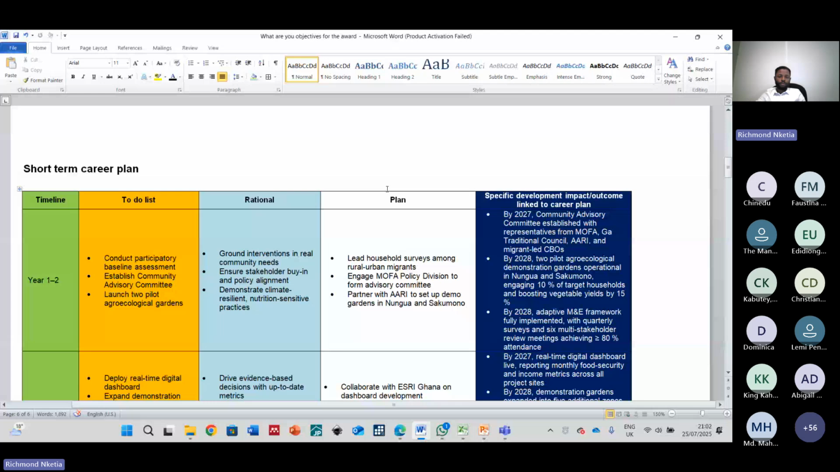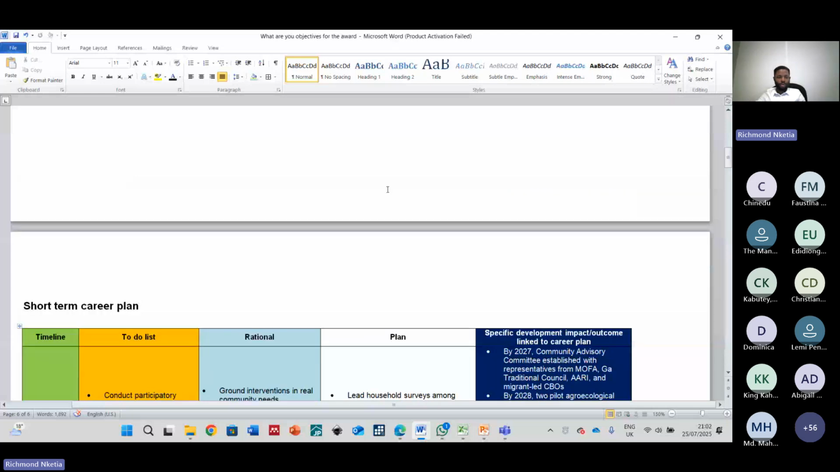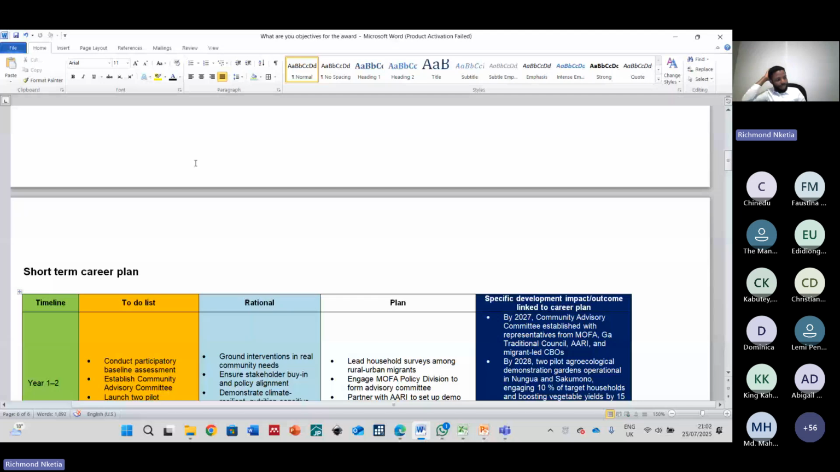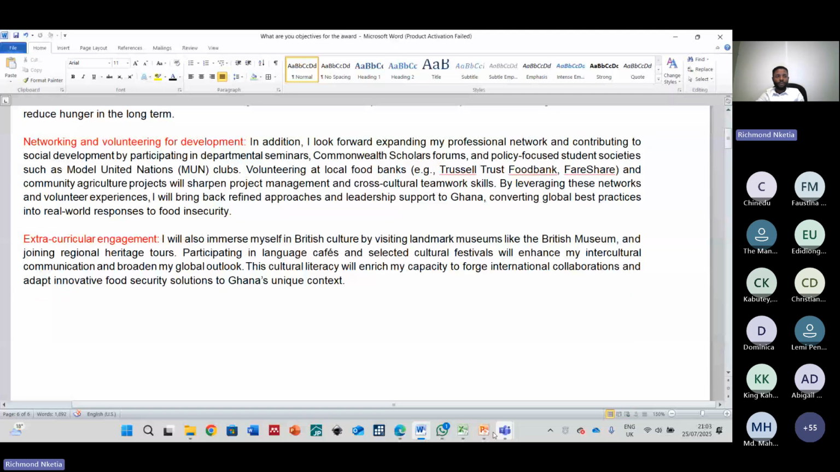Good. Now, the next question asks you about your short-term career plan. All right. Short-term career plan, which is the first 5 years after you've finished your program. So when you're done with the program and you go back home, ideally, what do you intend to do in the first 5 years? And that is a short-term career plan. Whatever you're going to say here should be linked to what you've talked about initially, under your expected outcome and impact.